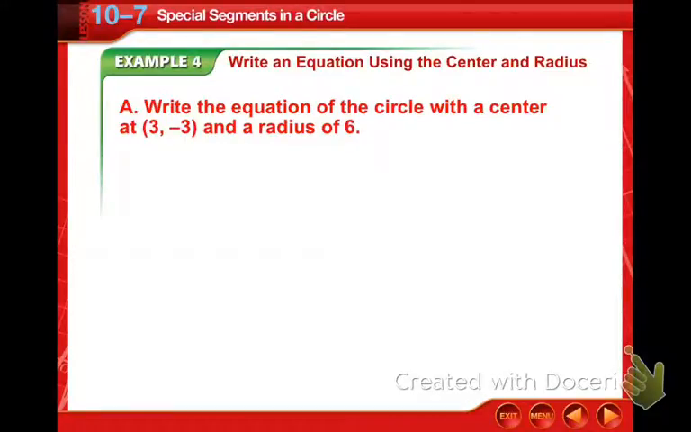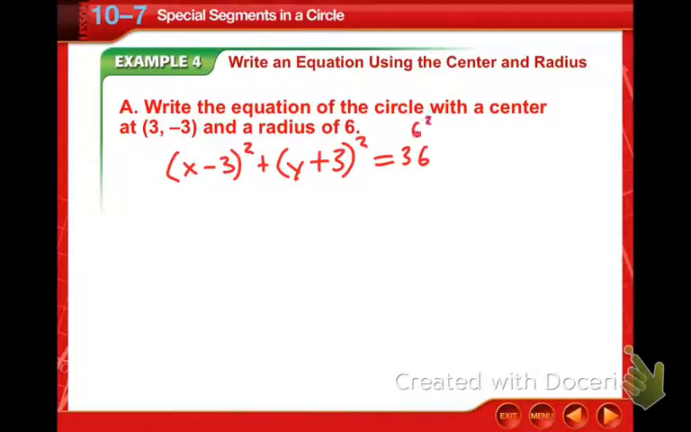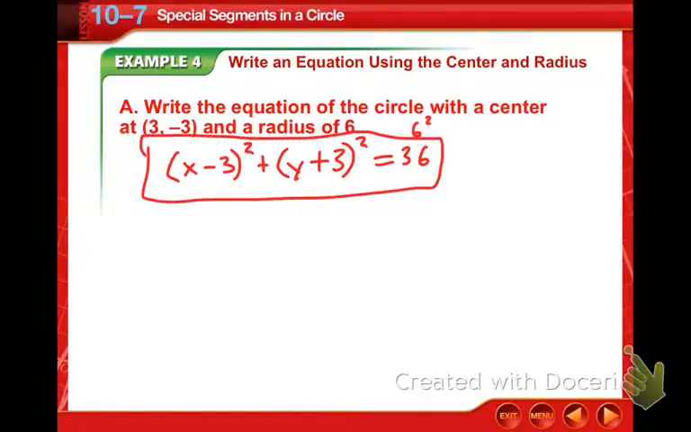So here, all you have to do is take the point that's the center, and you're going to use that in the formula. So x minus whatever the x value is for the center, 3, squared, plus y minus the y value for the center. It's a negative 3, so we're going to change the minus sign to a plus and square it. Set that equal, and then the radius is 6. We're going to square that, 36. So that's 6 squared. That's it. That's our equation for the circle. Just took what they gave us and plugged it into the formula.